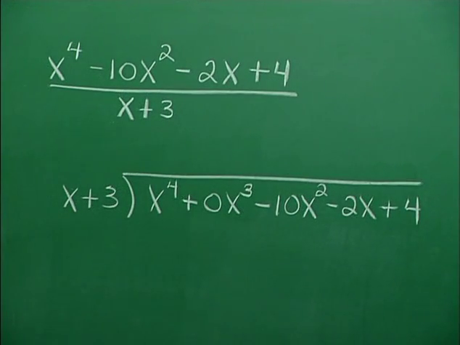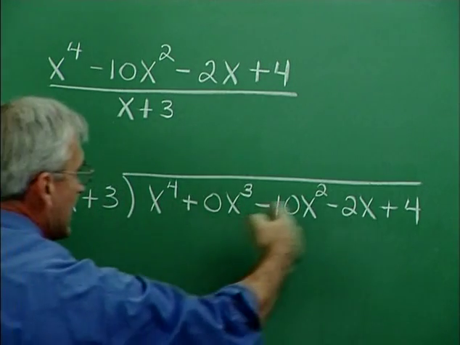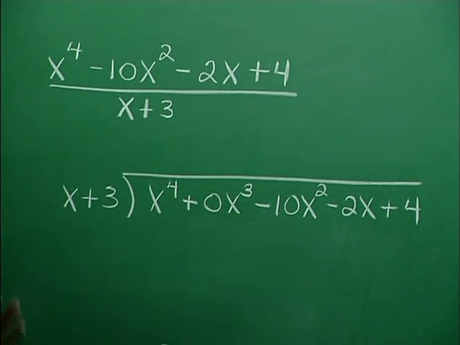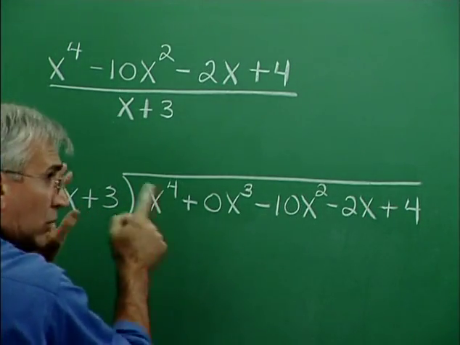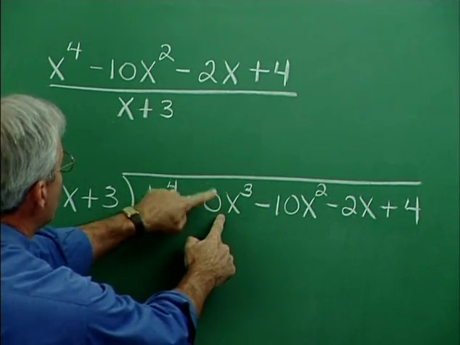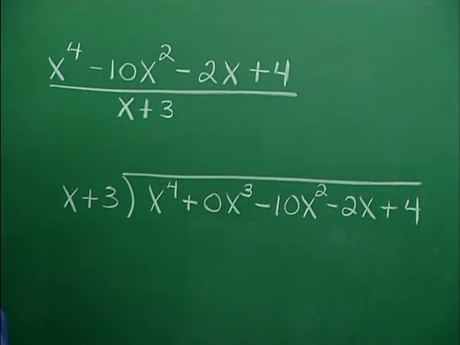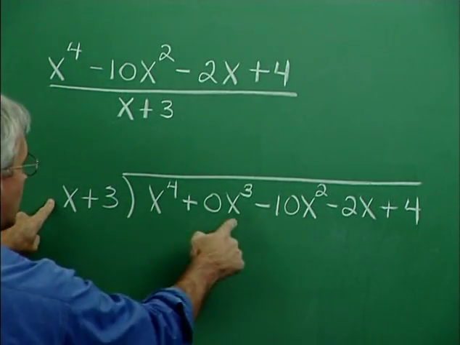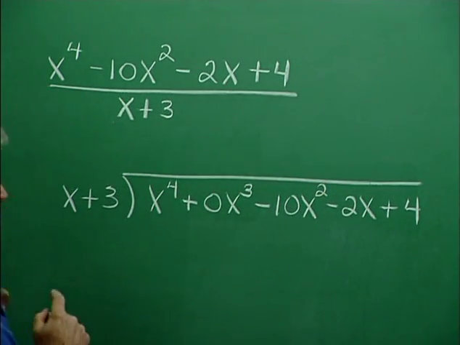Notice that the request for division can be made in a couple of different ways. We have the request as a fraction here and the request as a long division problem. So either way, they're just equivalent to one another. Notice that in writing the long division algorithm or problem, we have 0x cubed, and that's because we're missing an x cubed term up here in this numerator. All right, so here's our divisor, our dividend. We're looking for the quotient. And away we go with our long division.